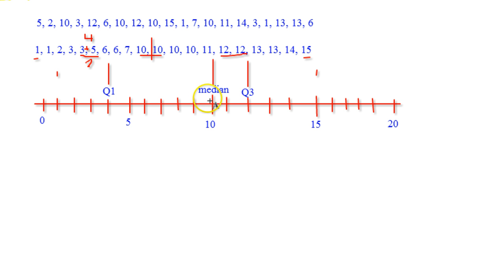Okay. Now, what does that mean that this median is called? This median is actually the second quartile. Okay. And this one over here is called the fourth quartile. And if you'd like, you can call this the 0th quartile.